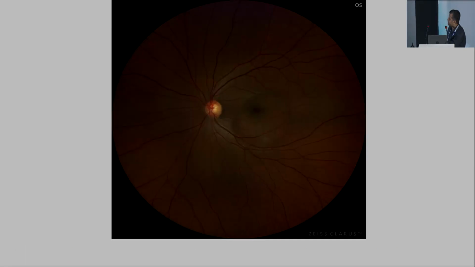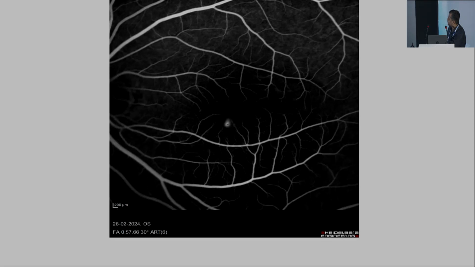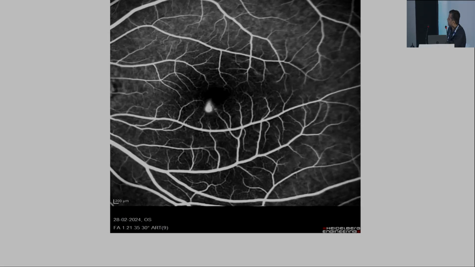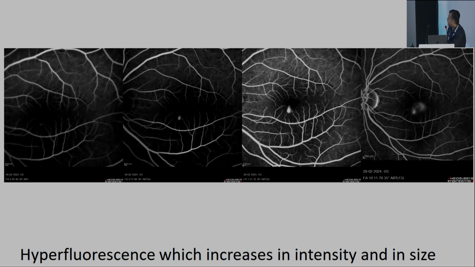This is a case where you can see there is a fluid accumulation. This is an early phase. You can see a small area of hyperfluorescence here, and this is increasing. As I go on to later phases, you can see this area is slowly increasing, and finally it has increased to a large area. If you compare from this phase to this phase, this is a case of leakage, where the intensity of this leakage has increased both in intensity and in size. So this is an example of leakage where the hyperfluorescence will increase both in intensity and in size.